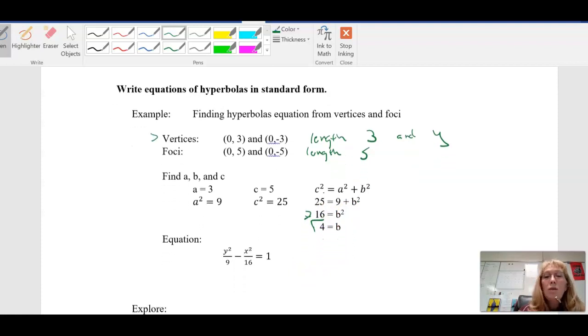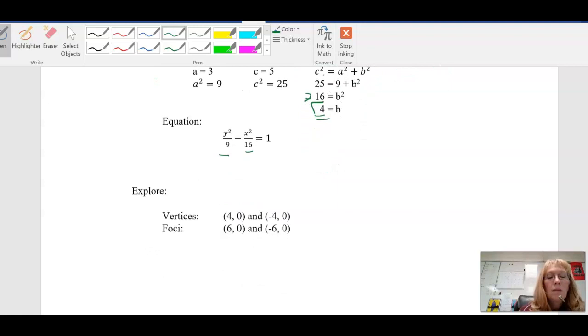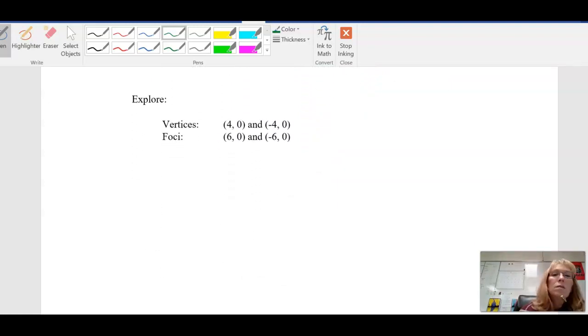So the equation of my hyperbola is y squared, because that was my vertices, has to be the positive, minus the x squared. The y is 3 long, so that's 9. The x is 4 long, so that's 16, equals 1. All right, pause and try yours.